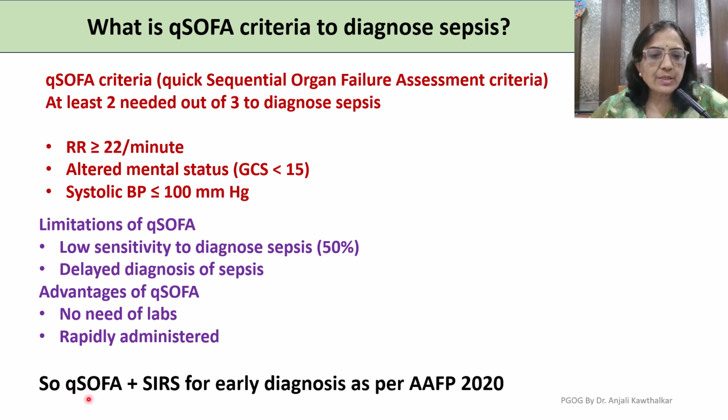qSOFA and SIRS are both used in combination in clinical practice for early diagnosis of sepsis as per the American Academy of Family Physicians 2020 guideline. Though the latest concept is that we should not be going by SIRS criteria, I do believe it helps us diagnose acute infections, where we can remain vigilant for the development of organ dysfunction, and to diagnose maternal sepsis.